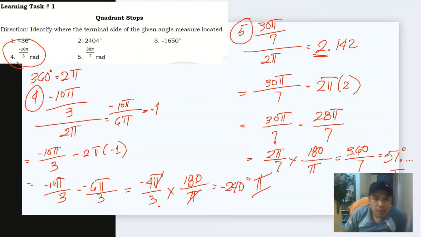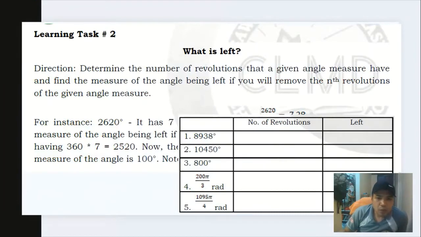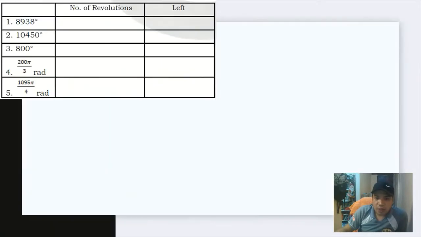Okay, so in this one, what is left once we have one full revolution? So how much is left based on this? We have 8938. We will divide by 360 once again, like in learning task 1. So 8938. Let us answer numbers 1 and 4. Number 1.